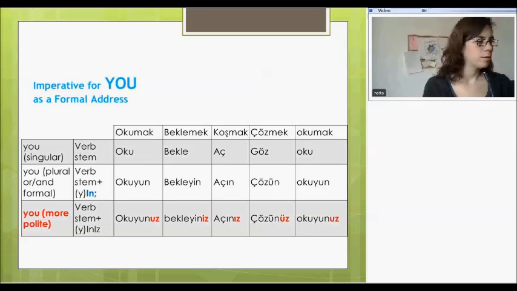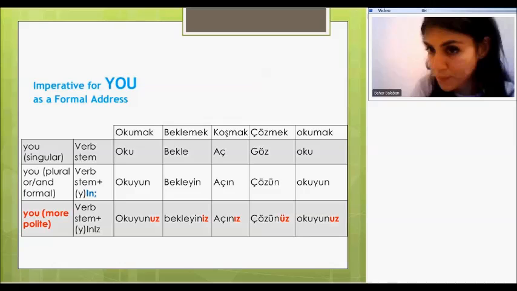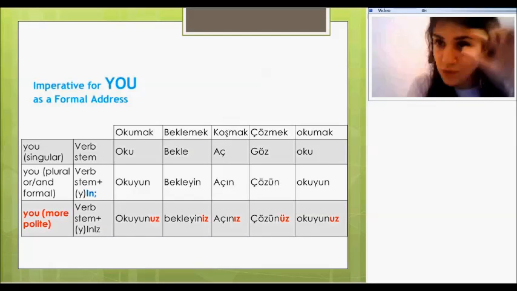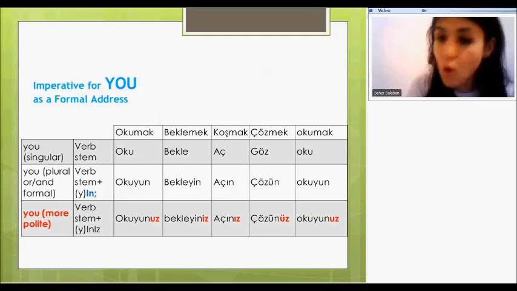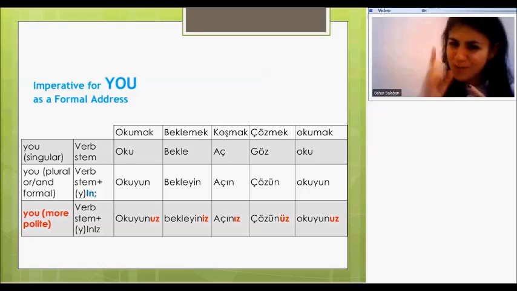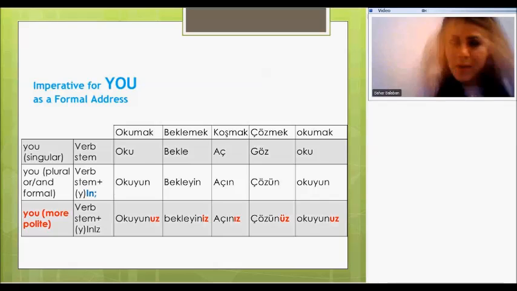We have already done the second singular you, and plural. When we look at the first word, okumak, is to read. The first one is a singular you, which is oku. The second one, as we remember, we add a y and a u and an n. Okuyun. Now, we're going to make it a little more polite. We add one more suffix, which is uz. Okuyunuz. So, can I repeat that again? Okuyunuz.